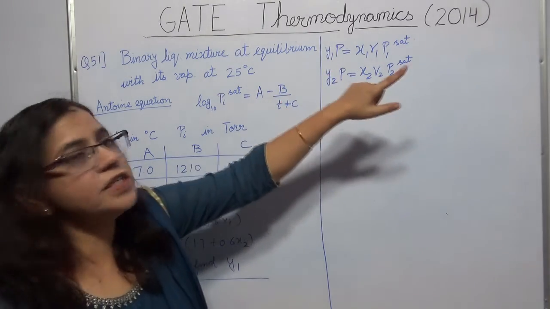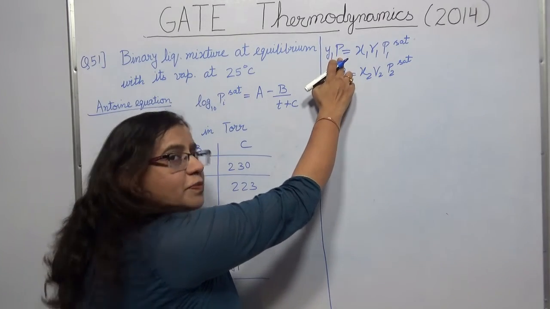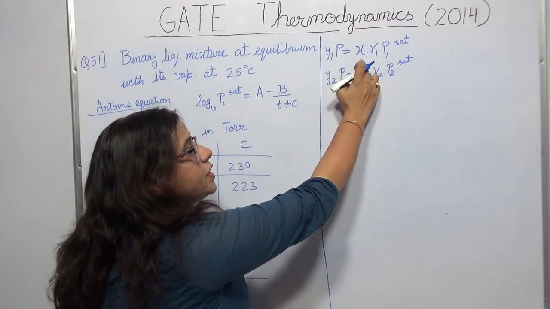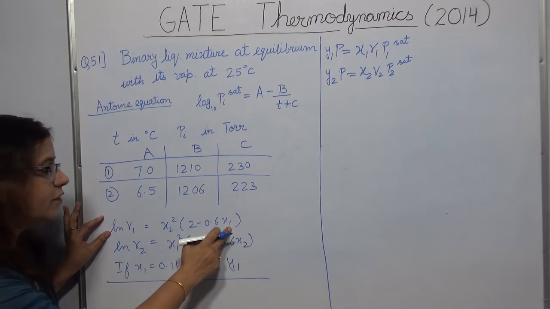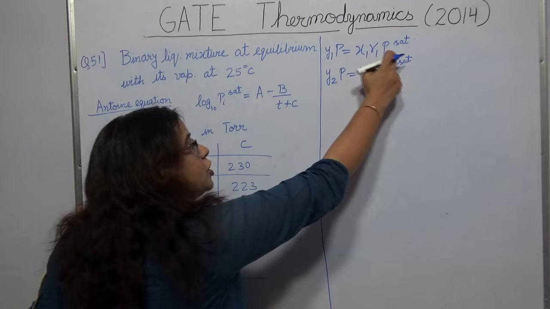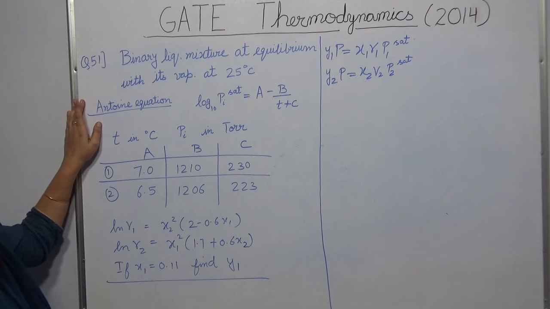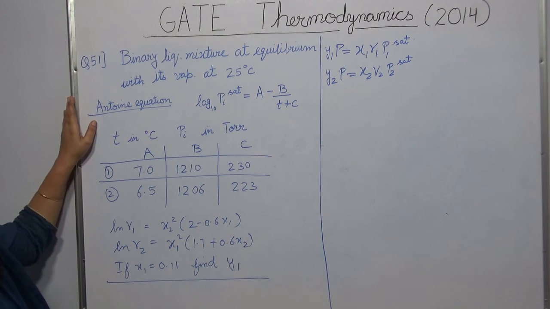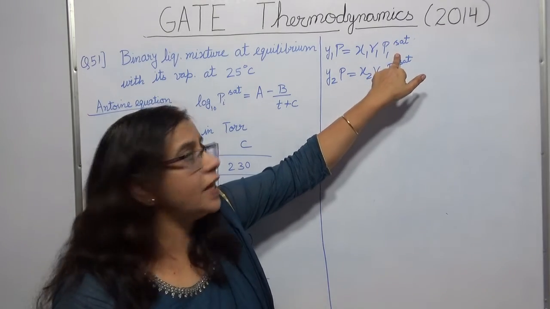Let's see what quantities we know in this equation. So y1 we have to calculate. Total pressure is not given. x1 is given, gamma 1 I can calculate using this equation, because x1 is given and x2 is nothing but 1 minus x1. Okay. P1 saturation, that is the saturation pressure of component 1, I can use Antoine's equation and calculate that. Okay. So gamma 1 and P1 saturation can be calculated.